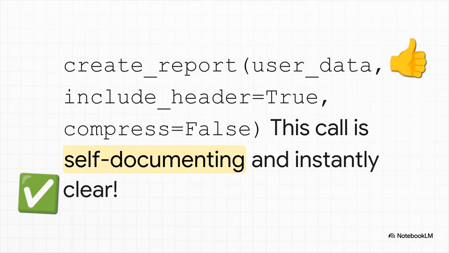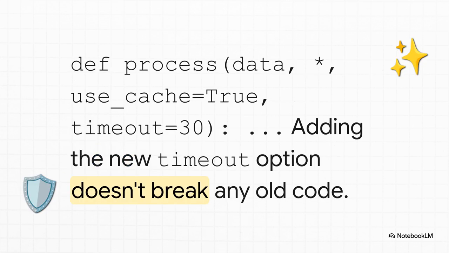It's the exact same function call, but it's instantly and perfectly clear what's happening. We're including the header, we're not compressing the output. This is what we mean by self-documenting code. It is so much easier for anyone to read and understand at a glance. And here's the real magic of using keyword-only arguments. They make your code future-proof. So in version 1, our function takes a use_cache option.